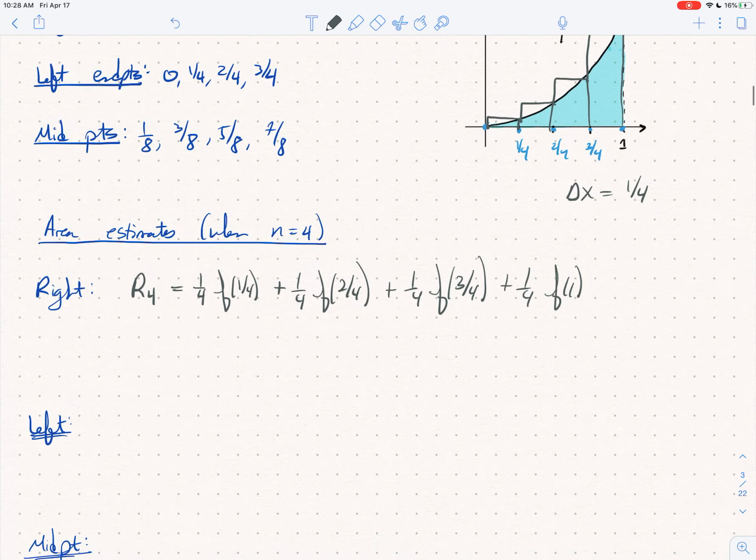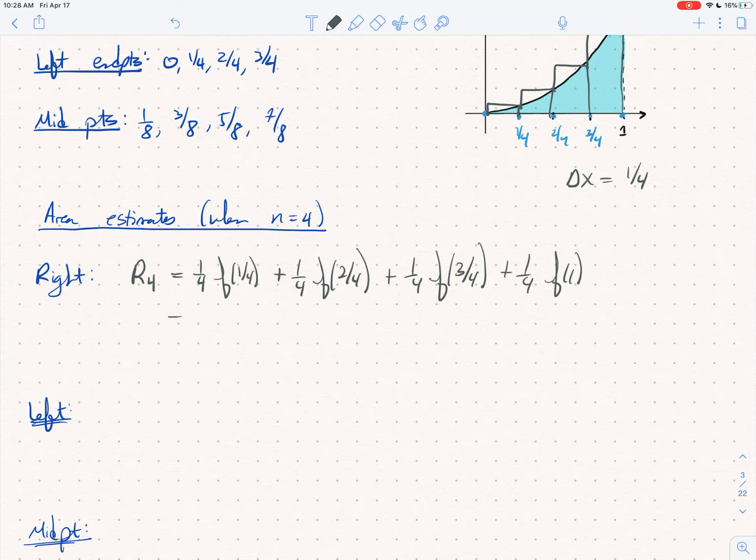Remember, f of x is just x squared, so this isn't too bad to compute. You can actually factor the 1/4 out, so it's this 1/4, 1/4, 1/4, 1/4. I factored out, and now I can say f of 1/4 is 1/16. You just square, plus 1/2 squared, so 2/4 squared is 4/16, plus 9/16 plus 1. And when you work this out, you end up with 15/32.